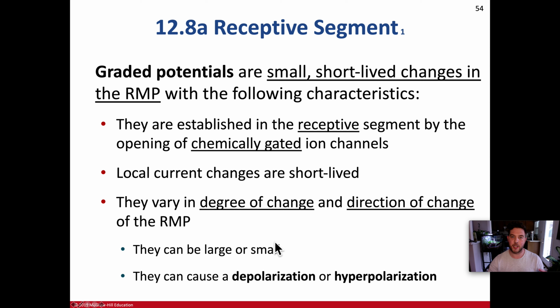The fact that it can be large or small, that's what it means by graded. Okay, so when it talks about a graded potential, it means that the bigger the stimulus, the bigger the change, whereas the smaller the stimulus, the smaller the change. And again, that direction of change refers to depolarization or hyperpolarization, either making it less negative or making it more negative.